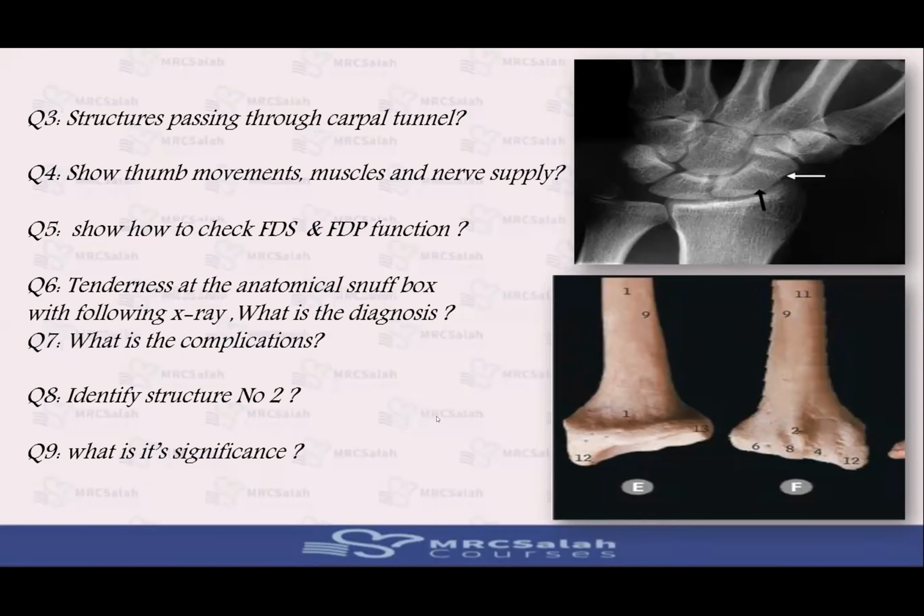Okay, Dr. Yasmin, can you identify structure number 2 on this picture? Number 2. Lister tubercle. Yes, Lister tubercle. What is the significance? The tendon of extensor pollicis longus will wrap around it on the medial side. Okay, so it serves as a pulley for the tendon of the extensor pollicis longus, which wraps around it.